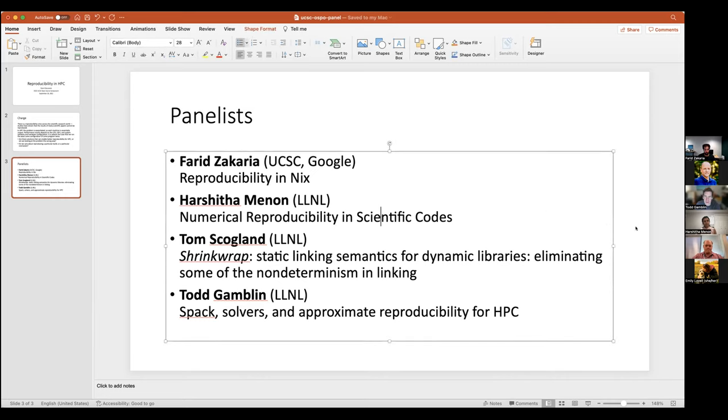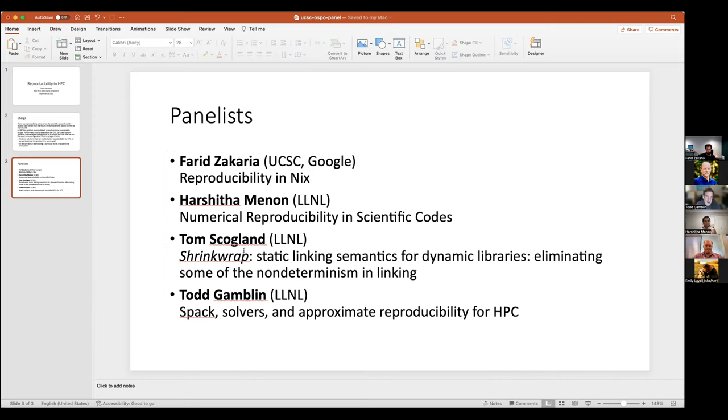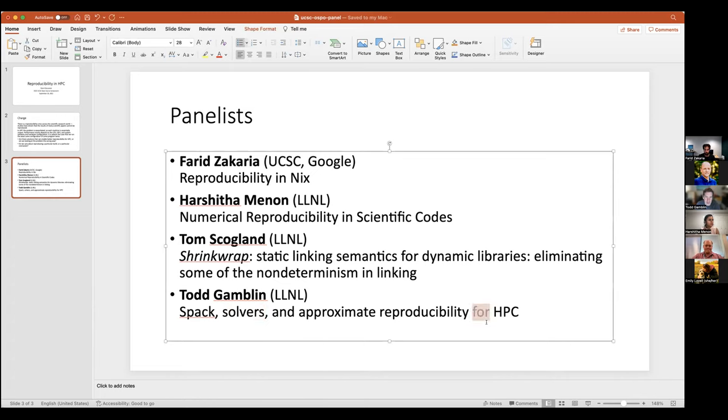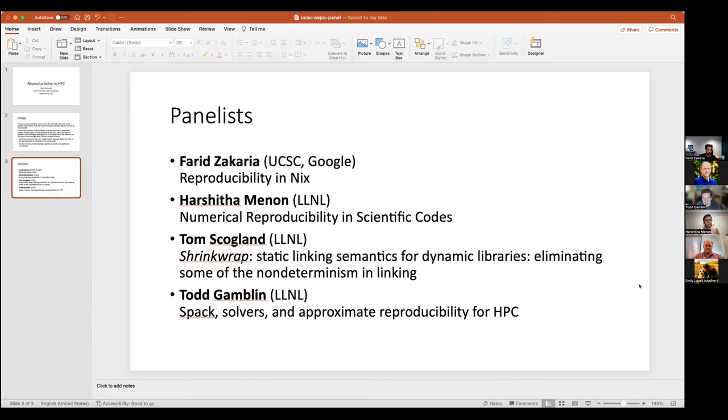Tom is going to talk about some work that we've actually done with Fareed on Shrinkwrap, which is a way to make the builds of programs a little more reproducible and a little more likely to run the way that you expect them to. And then I'm going to talk about how Nix is unique in that it doesn't really have a solver in the package manager. I'm going to talk about how you might blend solvers with that approach and do something like approximate reproducibility for HPC. So disclaimer, before we start the panel, this is a somewhat biased view on reproducibility because all four of us work together.